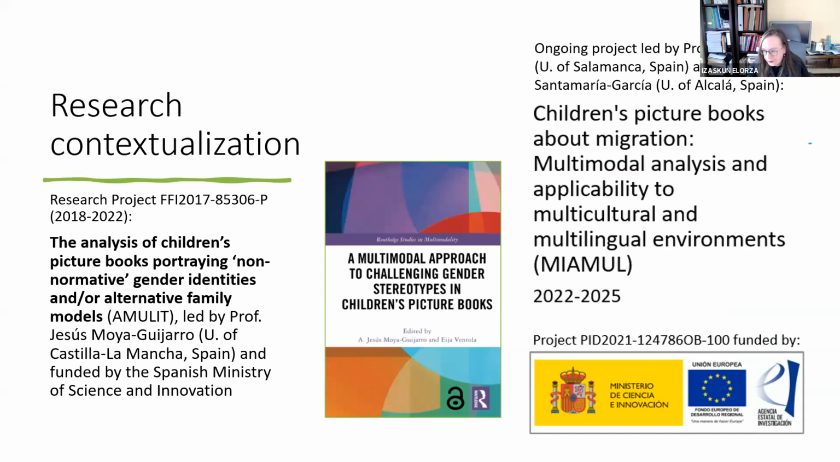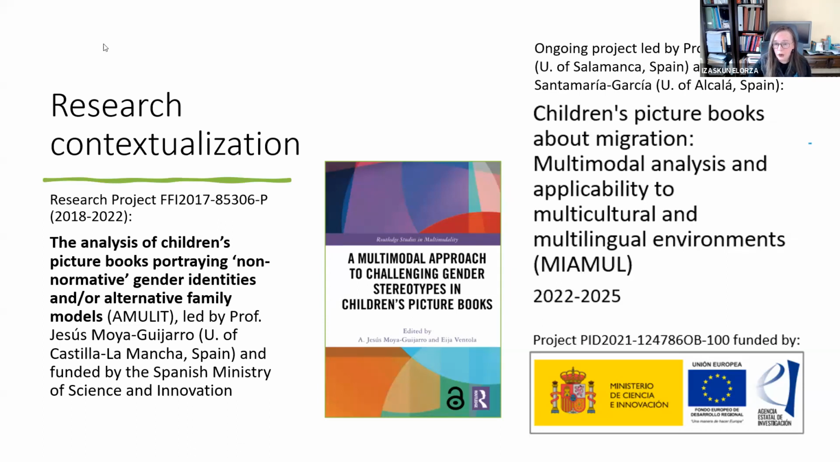What I'm going to talk about, the examples I'm going to use and the kind of research I'm drawing from, comes from two research projects. The first one was the analysis of children's picture books portraying non-normative gender identities and/or alternative family models, which was led by Professor Jesús Moya Guijarro at the University of Castilla-La Mancha in Spain, and funded by the Spanish Ministry of Science and Innovation. It covered 4 years, in which we were analyzing a corpus of 40 picture books dealing with those topics.